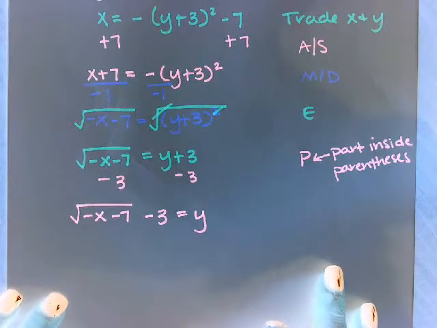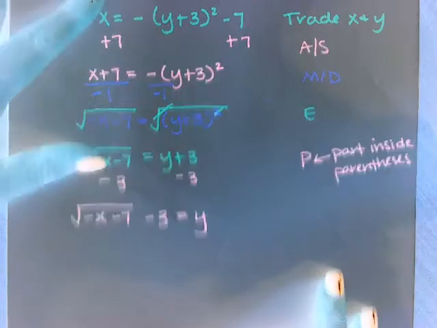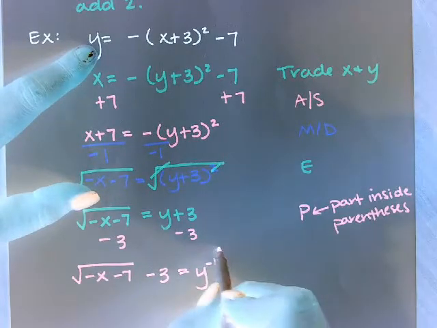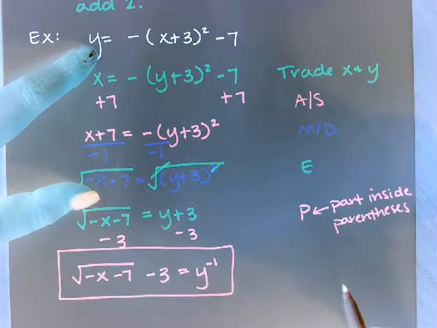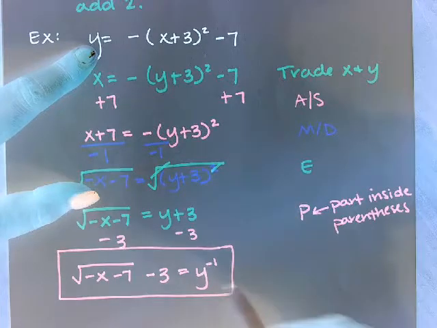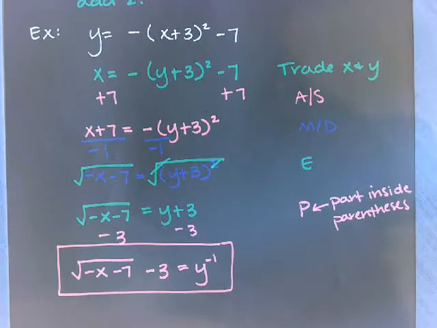And then we have to fix the notation to show that this is an inverse. Do you guys remember how we fixed the notation? Yeah, y negative 1. So the original problem said y equals, and so our inverse should say y inverse so that it can match the notation. So if the notation said f of x, then ours would say f inverse of x. If the notation said g of x, ours would say g inverse of x. If it says y, then we say y inverse. So we always make sure that our notation matches the notation of the original problem.